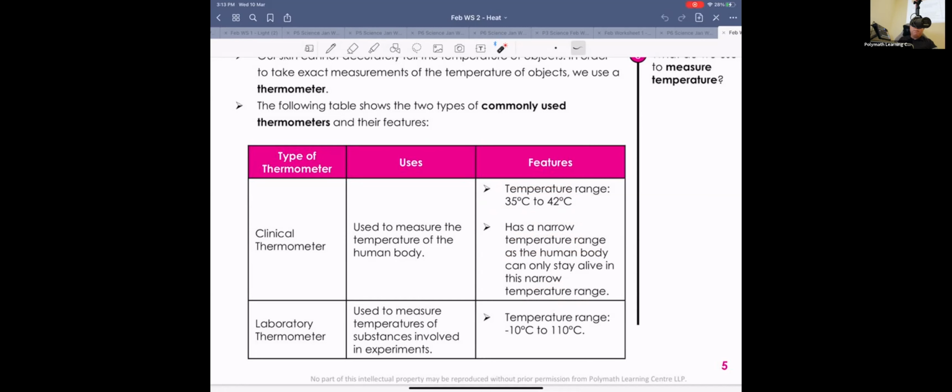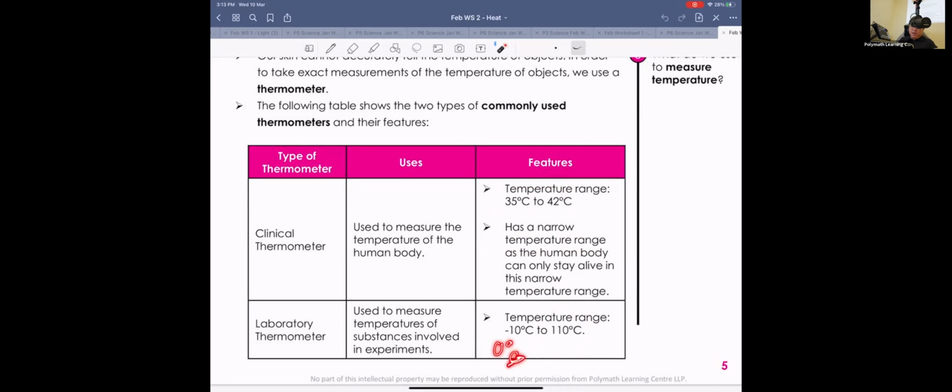But when you're talking about a laboratory thermometer, you have a wide range of temperature because usually in a lab, you want to measure the temperature of water. Water can heat up until it's 100 degrees Celsius. That's the boiling point of water. And then the freezing point is 0 degrees Celsius for water.